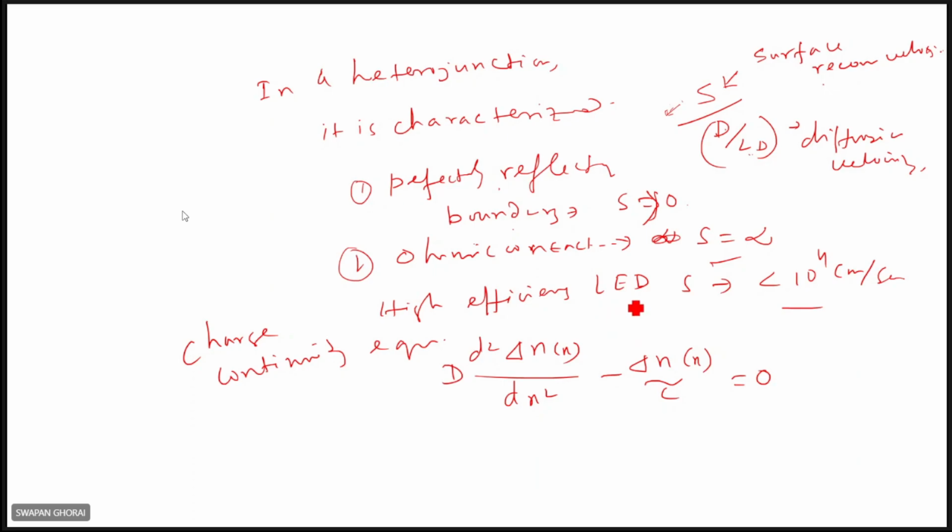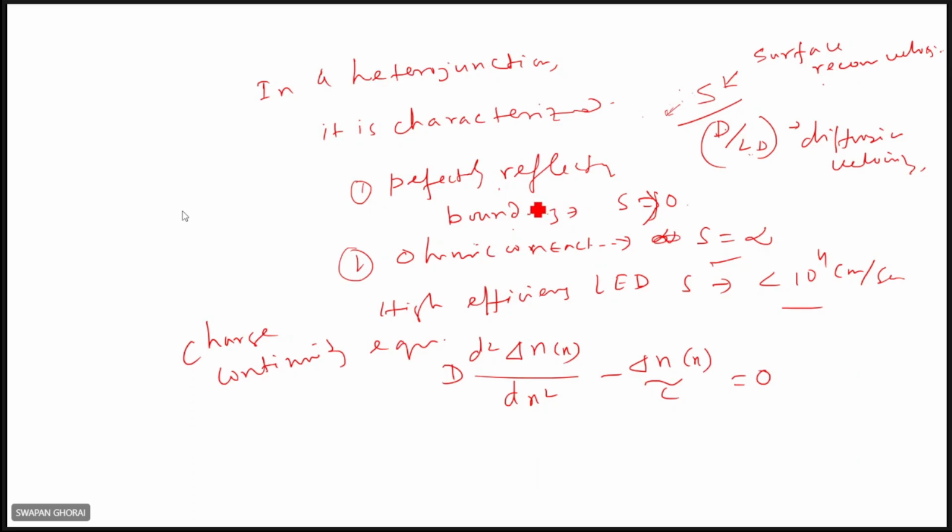Now, whenever we consider multilayer structures and DH structures, there will be surface recombination and self-absorption. Those things are there. Now with these ideas, we can calculate the power.